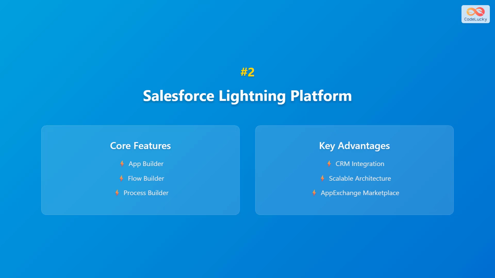Next up is the Salesforce Lightning Platform. Its core features include the App Builder, Flow Builder, and Process Builder. The key advantages of this platform are its deep customer relationship management integration, a scalable architecture suitable for growing businesses, and the AppExchange marketplace for pre-built components and applications.